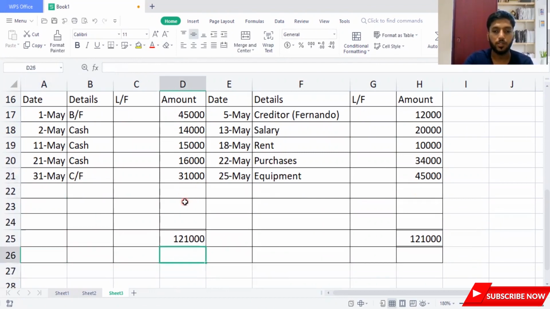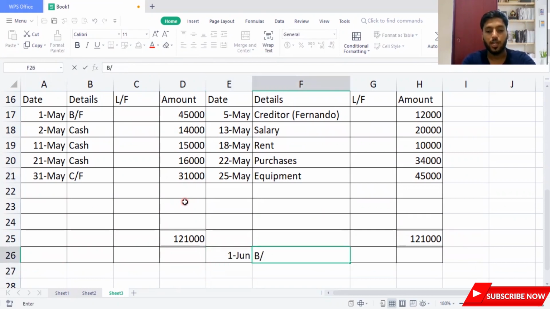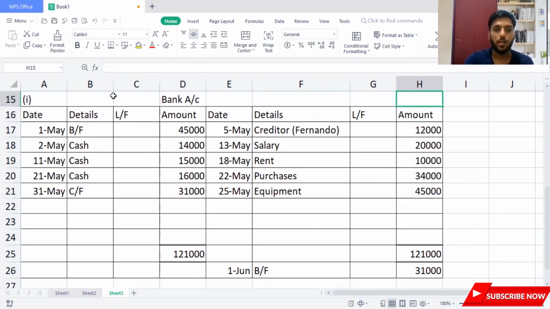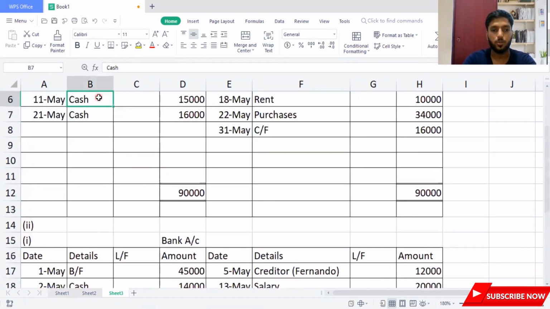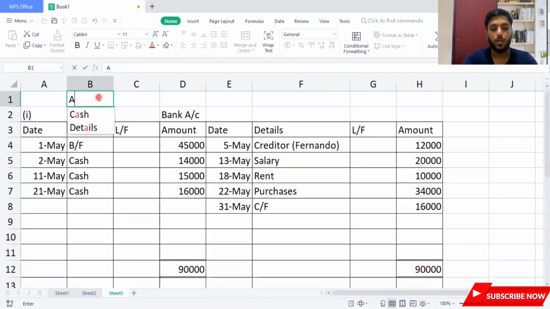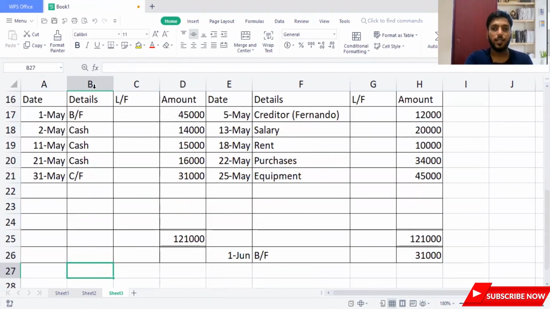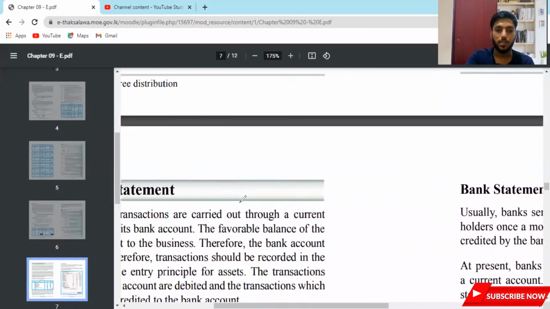So when I show the opening balance of the next month, it should be June 1st, and it should be brought forward. And the business owes how much? 31,000 to the bank account. So I hope you understood what this account actually is. Activity 2 I have done right here. Activity 2, activity 1, everything is done completely for your knowledge, and I hope you understood this video. In the next video, I'll be teaching how bank reconciliation works from this page number.